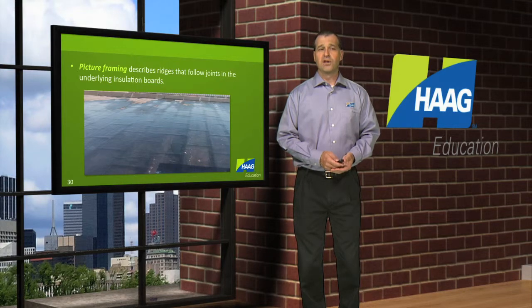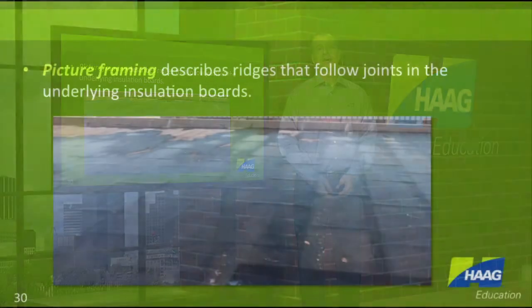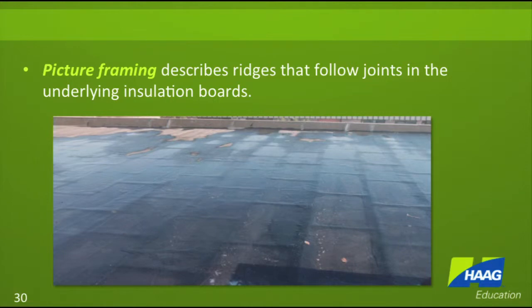The pattern shown in the photograph on this slide is known as picture framing. You see rectangular shapes, and they are mirroring the shape of the insulation boards below this smooth surface built-up roofing. The ridges that have formed show that the insulation board has had some dimensional stability issues. It doesn't mean there's a leak, but that is the reason for this pattern.